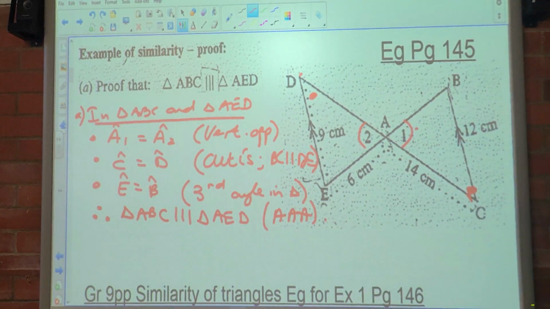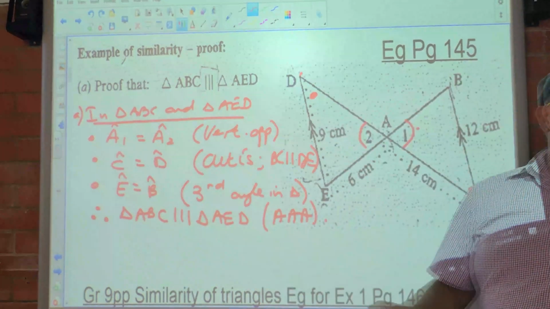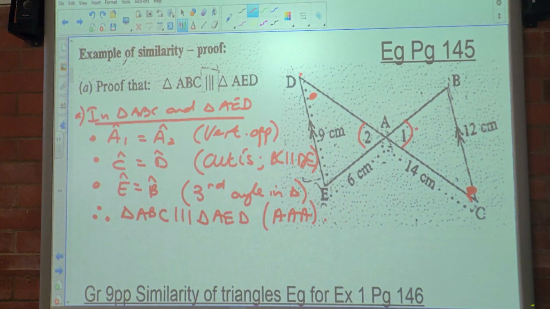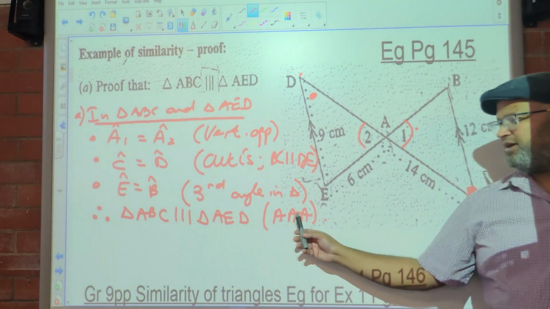Your attention, please. How did we prove that those two triangles are similar? We proved that it is similar by saying angle, angle, angle.